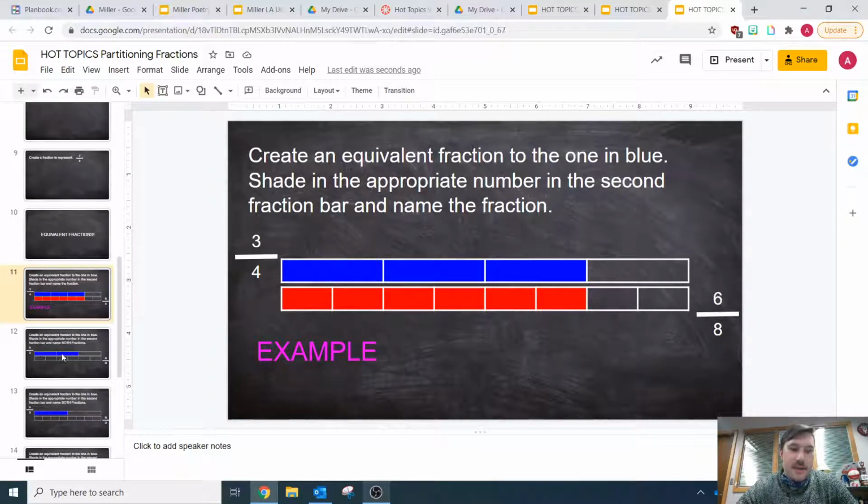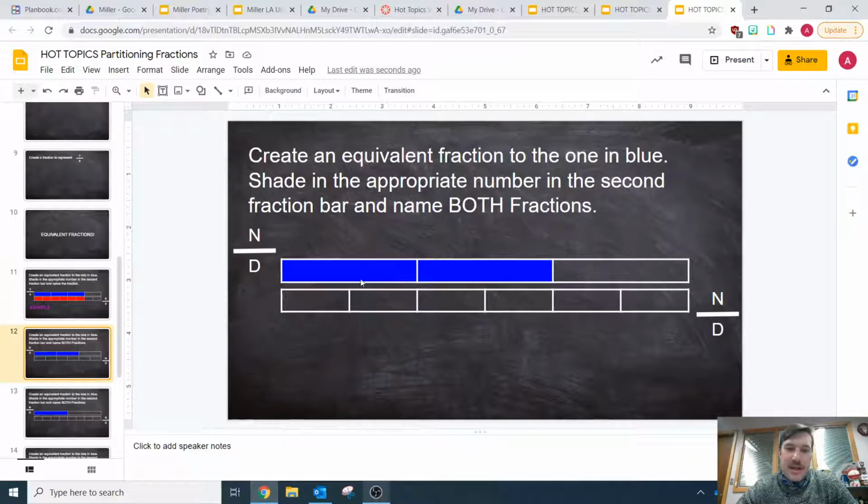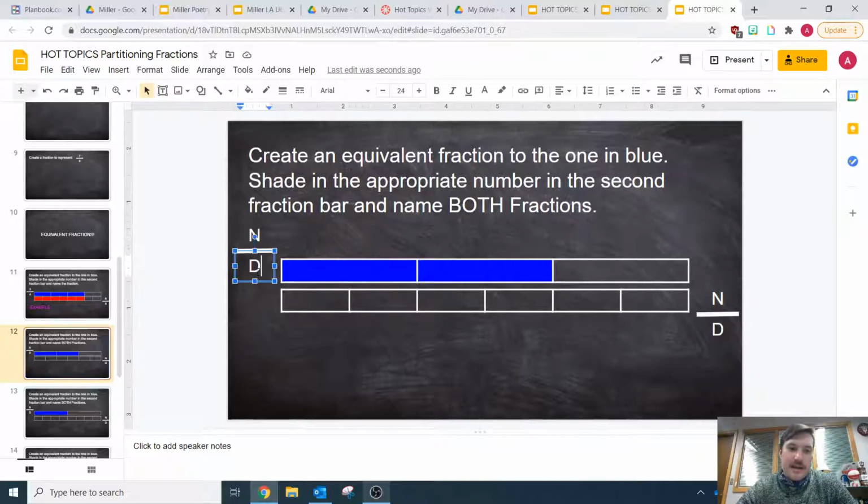So you're going to go through and you're going to look at the top fraction, and you're going to decide, okay, what would my denominator be? How many pieces does it take to equal 1 whole? And type that in where it has the denominator. And then how many are shaded? That will be your numerator.